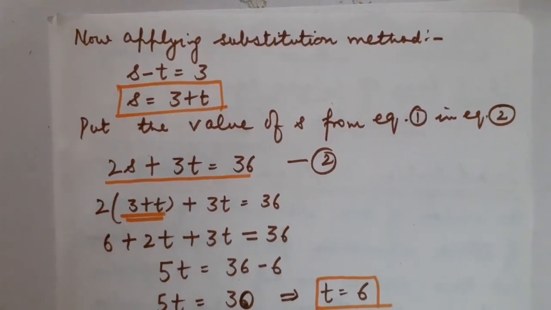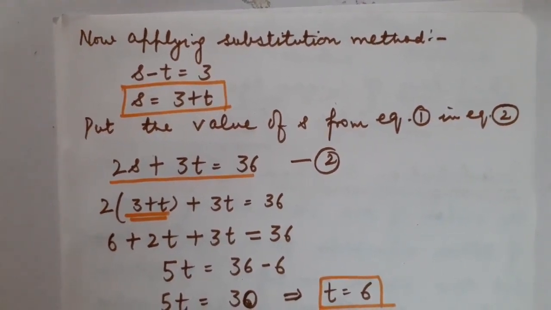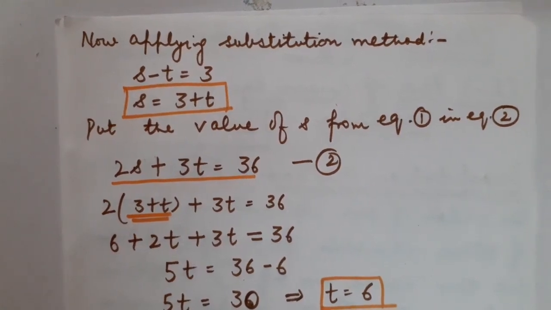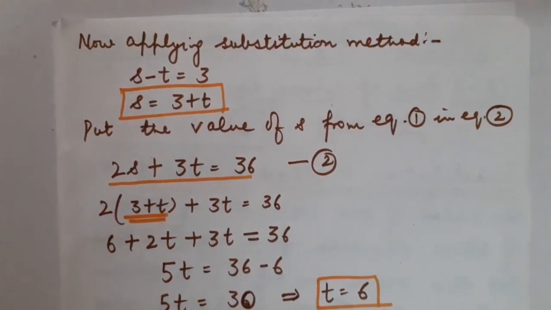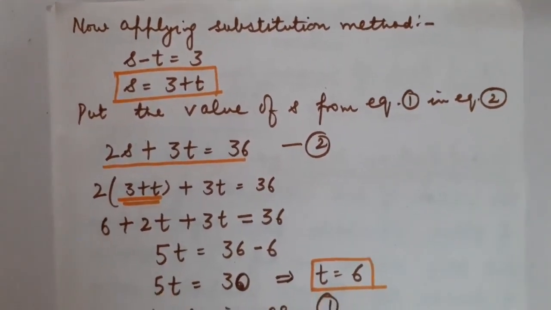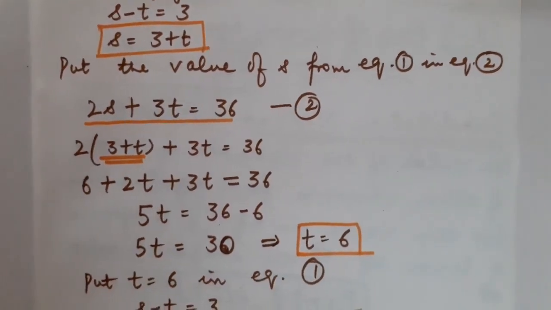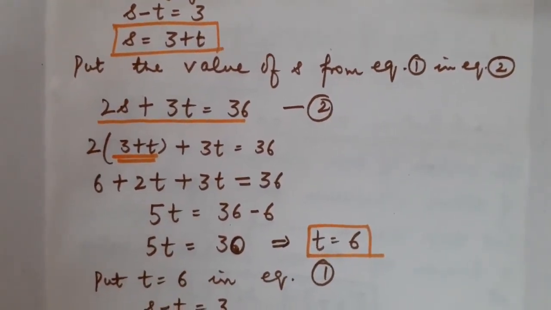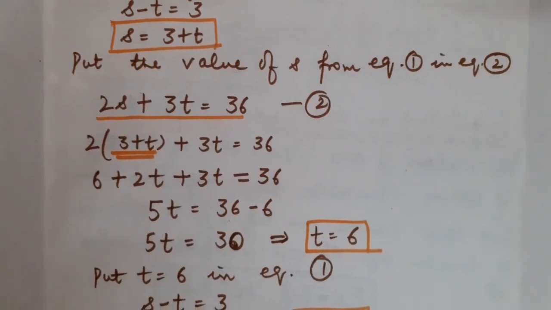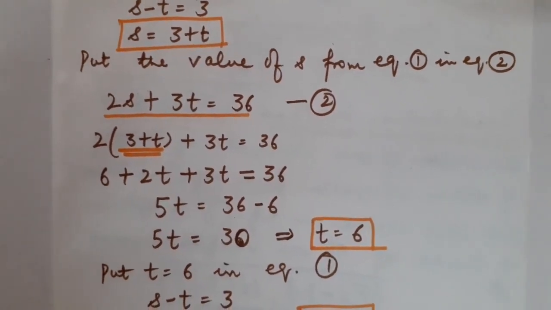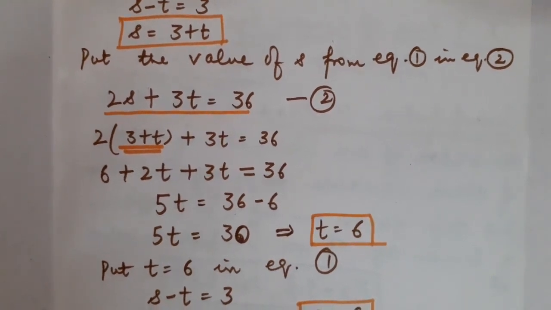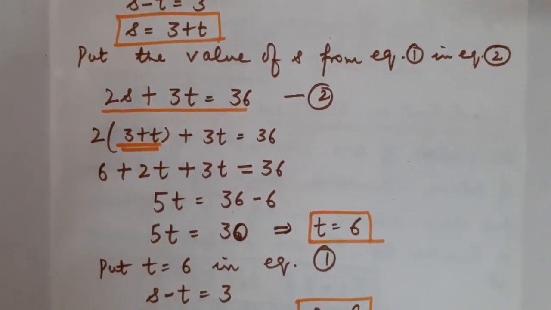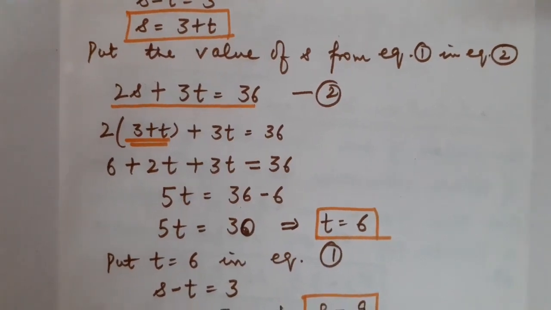2 will be multiplied by each and every term written in the bracket. So 2 into 3 will become 6, plus 2 into t will become 2t, that is twice of t, plus thrice of t is equal to 36. Now I am solving 2t plus 3t. It would become 5t is equal to 36 minus 6. 6 which was written on the left hand side has gone on the right hand side. So 5t is equal to 30. t is equal to 6.